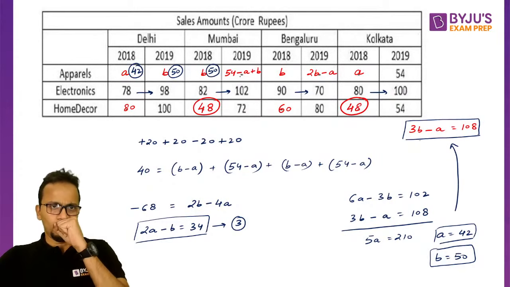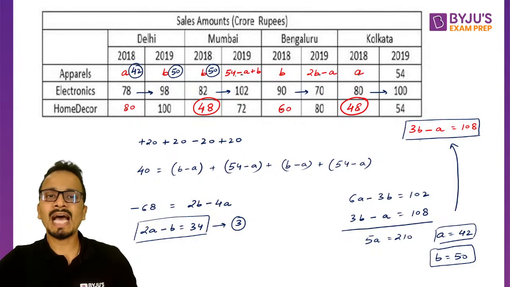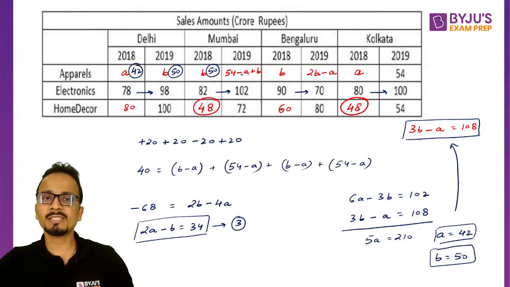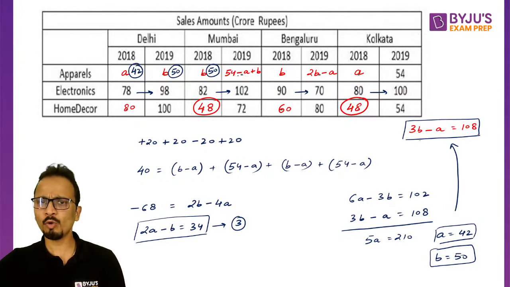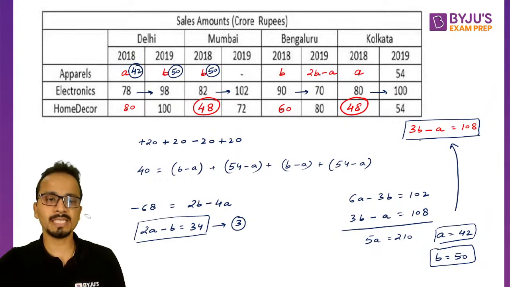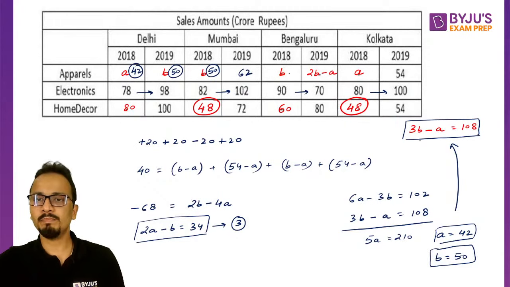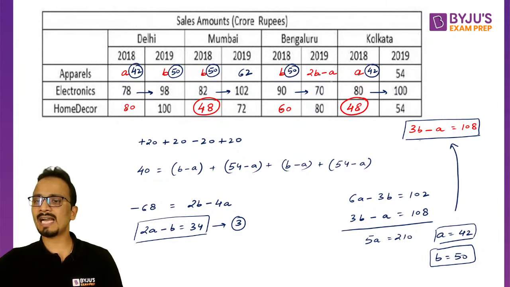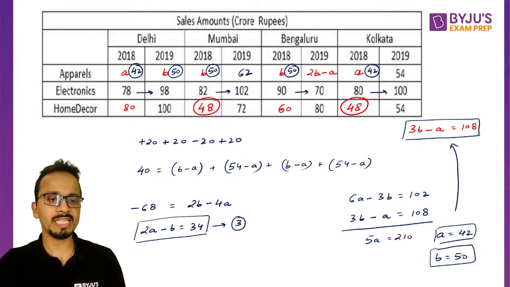Okay, now Mumbai 2019 April, 54 minus a plus b. So 54 plus 8, that is 62. So I'll erase this and this value will be 62. Okay, 62. b is 50, a is 42, and this value 2b minus a, that is 100 minus 42, which is 58. So 58 will come at this place. All right.